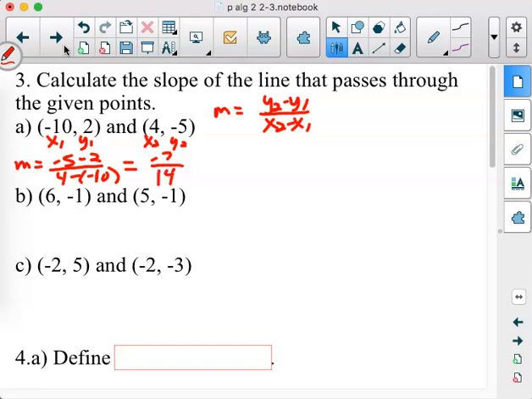Now, obviously you could do that math on your calculator if you needed to in 2 steps. You could do negative 5 minus 2, enter, 4 minus a negative 10. But here's what you have to be careful of. Whenever you're using a negative number, make sure you put it in parentheses. Otherwise, sometimes your calculator will goof up because it doesn't know what you want it to do. Now, last but not least, in Algebra 2, we simplify everything. So negative 7/14 would be negative 1/2.